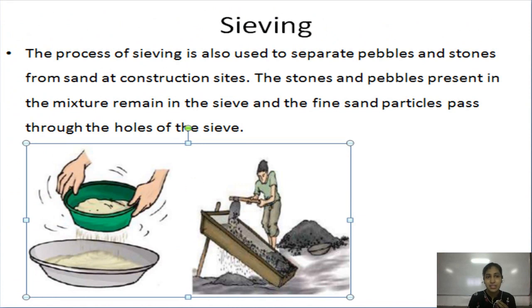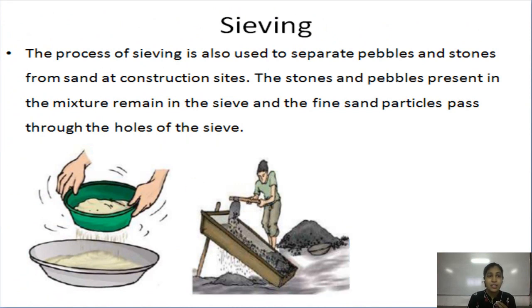So we have learned these methods of separation. What was the first method? That is hand picking, then threshing, then winnowing. So read these methods of separation from the textbook. The next method, filtration, we will study in the next video.